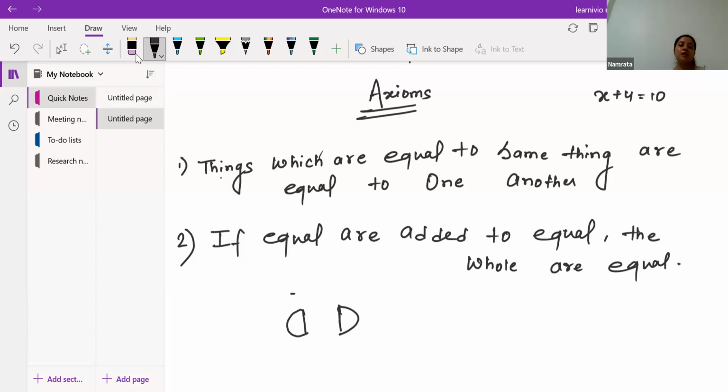Now someone came and gave you 1/4 of a pizza, and someone gave the same 1/4 of the pizza to me. So again, we are at the same state, right? Your pizza and my pizza, the quantities are the same. Let's read the statement. It says, if equals are added to equals: half pizza yours, half pizza mine. Now 1/4 you have taken, 1/4 I have taken. The wholes are equal. Again, your whole and my whole are equal, right?